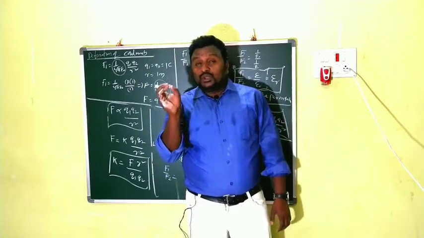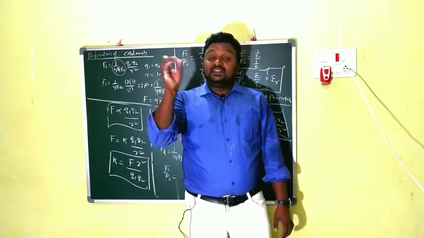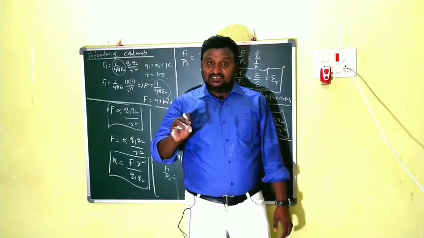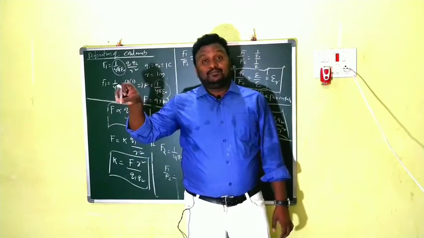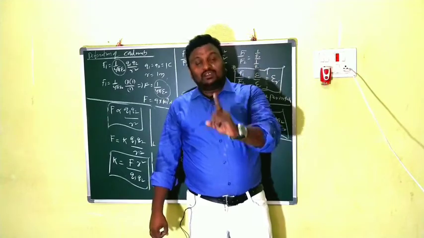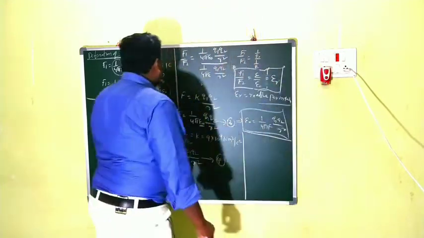Clear? Two unit charges are separated by unit distance. Then the amount of force acting between the two charges is 9 into 10 power of 9 newtons. Then the magnitude of charge is said to be 1 coulomb. This is the definition of 1 coulomb. Very important.